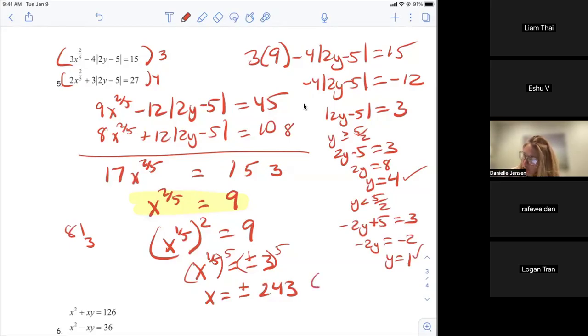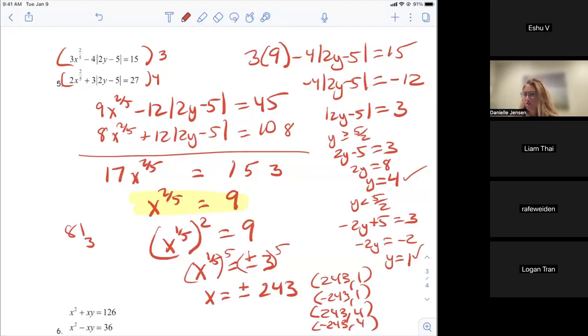We've got 243, 1, negative 243, 1, and then we've got 243, 4, and negative 243, 4. So those are the 4 answers. So whenever there's absolute values, you should be doing cases. Yep, absolute value, always cases, always, always. Okay, thank you.